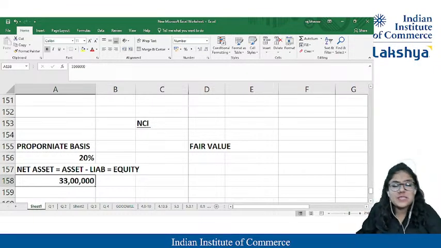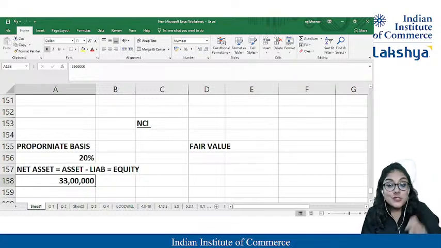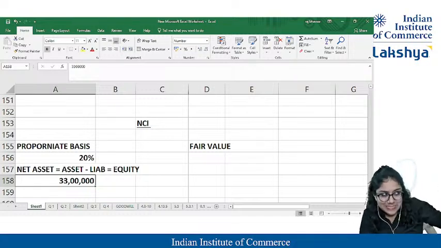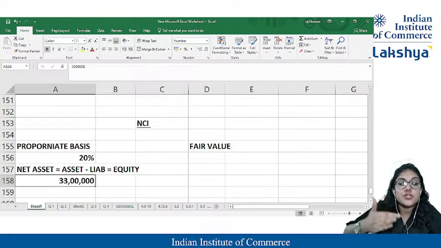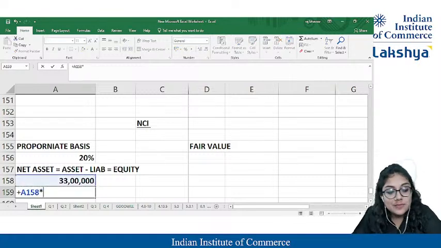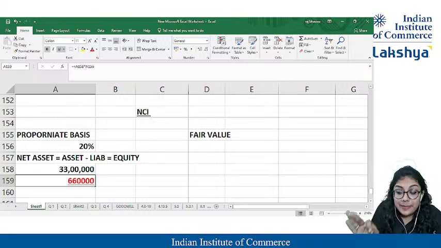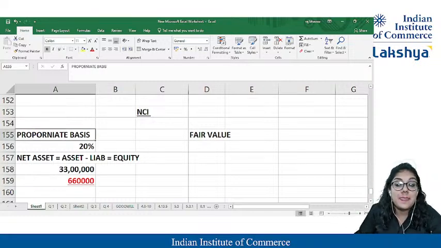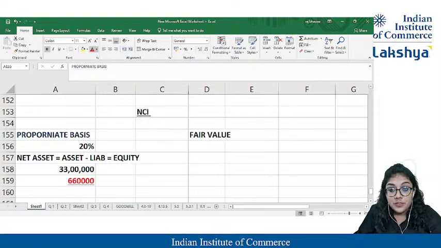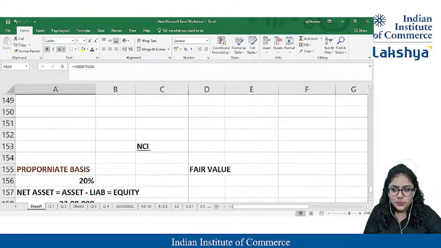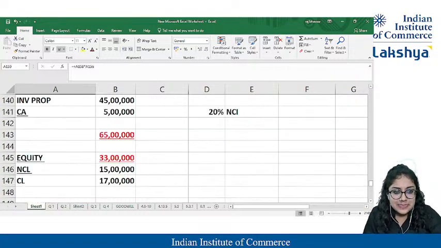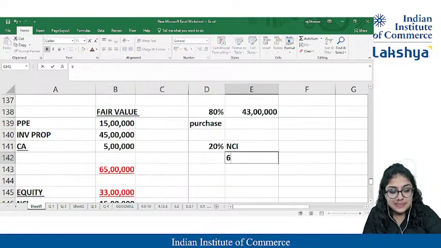So on 33 lakhs, what do you think my NCI should have made a payment? It is based on the proportion. The proportion is only 20%, that is NCI's portion. So we have to multiply 33 lakhs by 20%, which gives you 660 as the value for NCI. So NCI is liable to only pay 660 in the method of proportionate basis. That is very important. I got the value of NCI at 660.